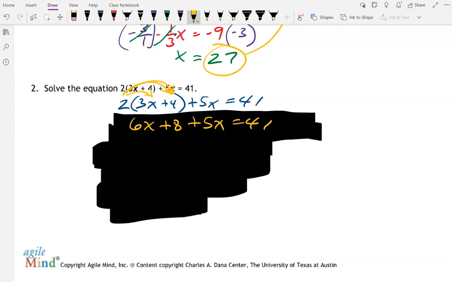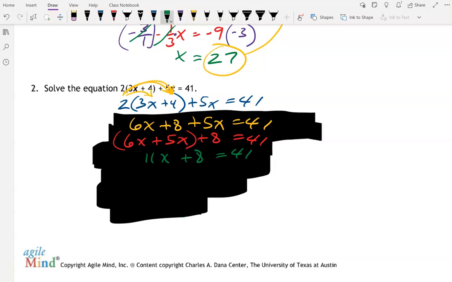Now, I can combine my like terms, and when I do that, I can rearrange these if I want to and say, all right, well, I'm going to say 6x plus 5x plus 8 equals 41. See how I grouped those two together? Because they are like terms, they have the same variable raised to the same exponent. Now, 6x plus 5x is 11x, and then I add 8, that equals 41.